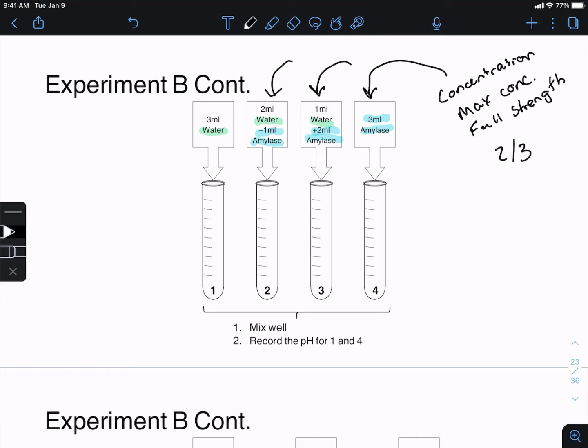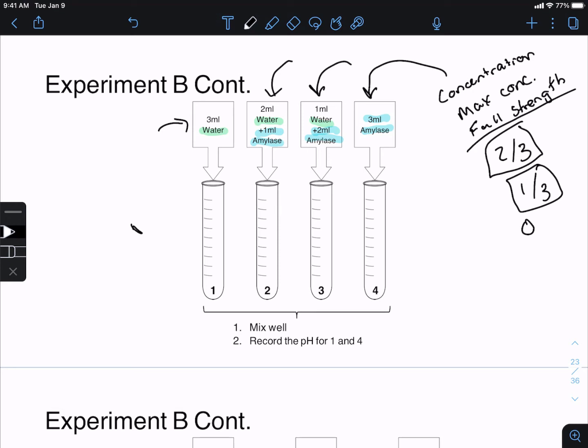And this one is 1/3 of full strength. And this one has nothing in it, so it's 0. That's essentially what your concentrations look like. In the lab book, it's going to ask you about concentrations. I don't expect you to calculate it out, though you can if you want to. It should say on the bottle what the concentration of amylase is, but I'm okay if you use these to represent your concentration values. Okay, full strength, 2/3, 1/3.